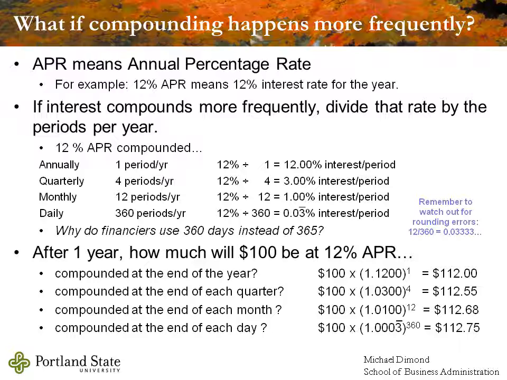After 1 year, how much would $100 be at a 12% APR? At the end of the year, $100 compounded annually would give us $112.